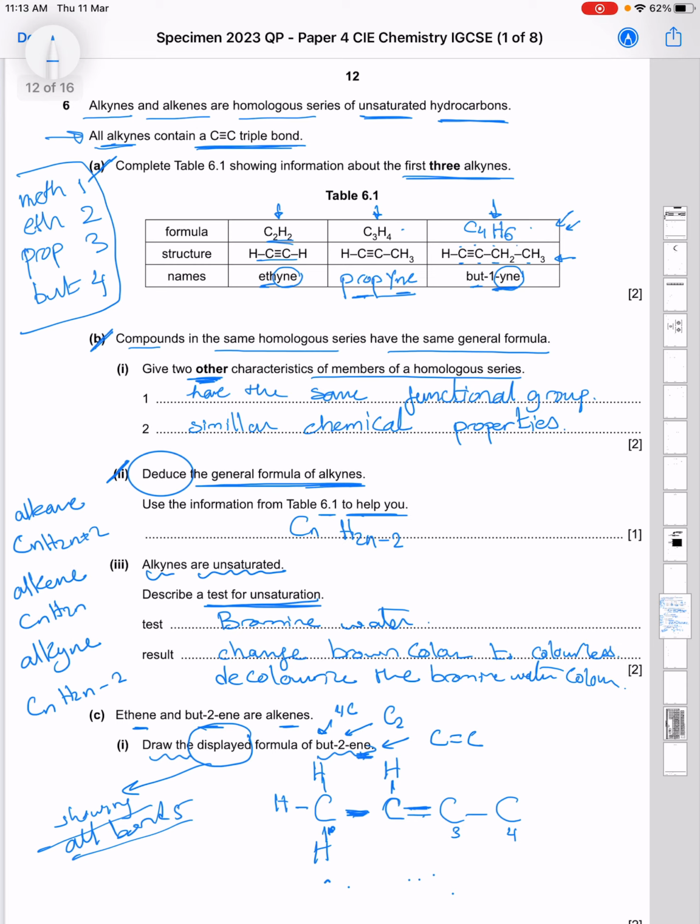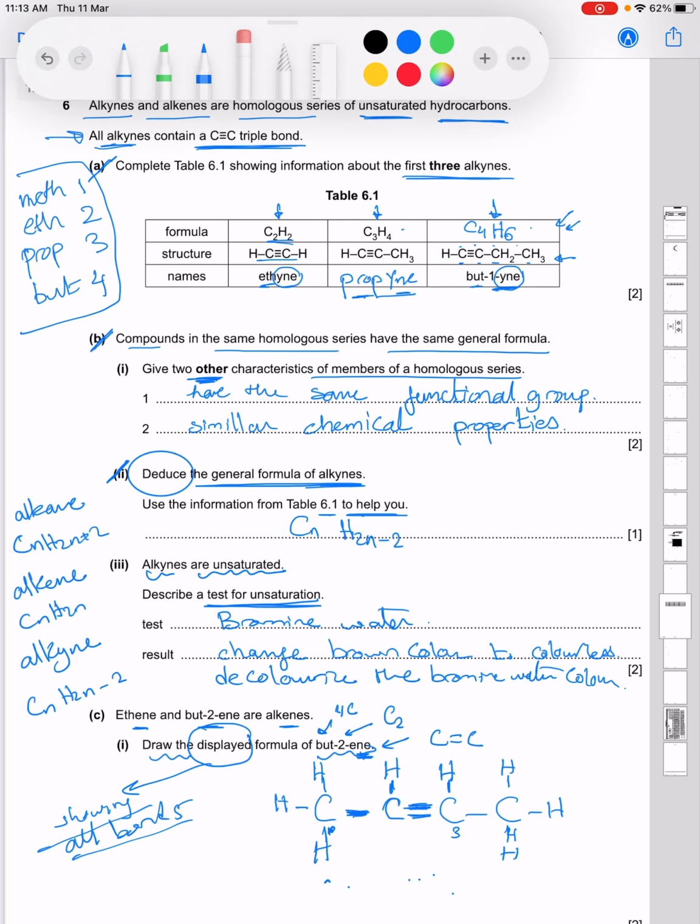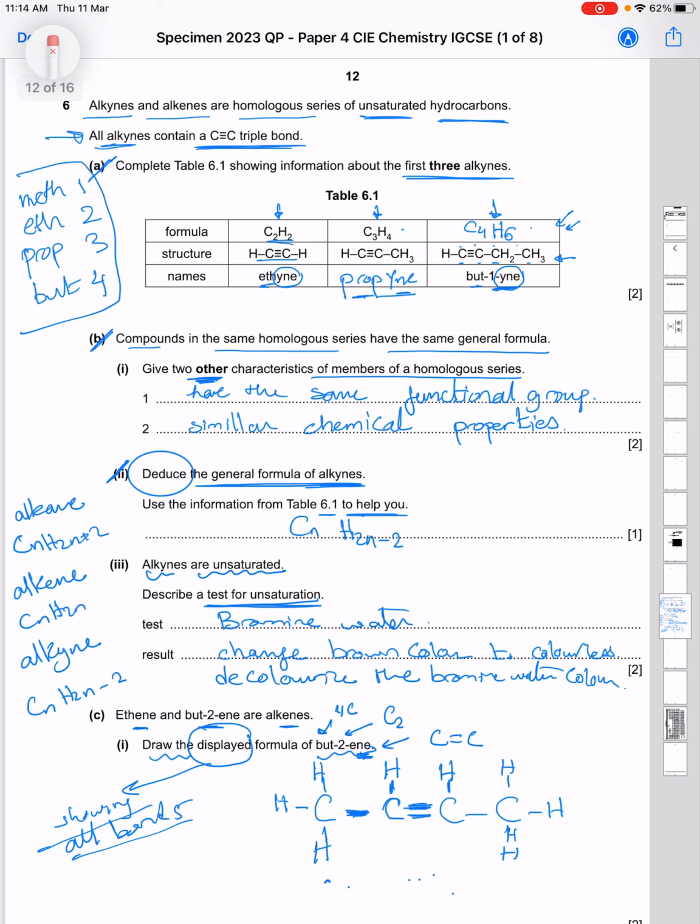Okay, only 4 bonds. 1, 2, 3, 4. Here as well I will add only 1 hydrogen. And then on the 4th carbon add 3 more hydrogens. You can remove the numbering, I'm just numbering. So this is the displayed formula of the butene.